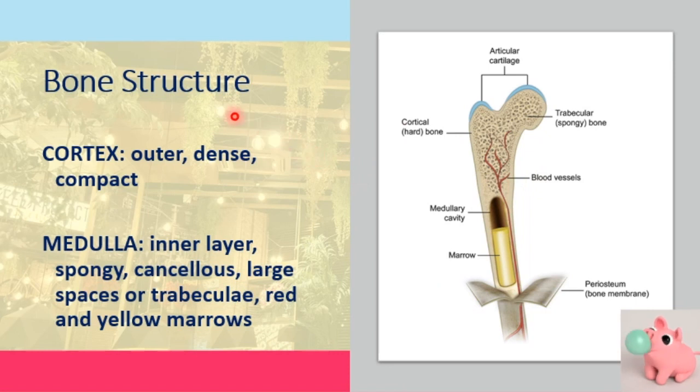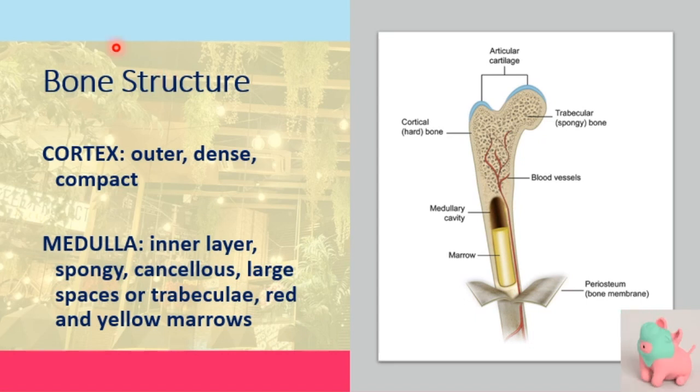The bone structure. When I talk about the bone structure, so when I say cortex, don't confuse yourselves because you might hear of core and think of middle, but this time when I say cortex, it is the outer layer of the bone, which would be dense, compact bone tissue. Then you have your medulla. Your medulla is the inner layer, which would be composed of spongy cancellous tissue.